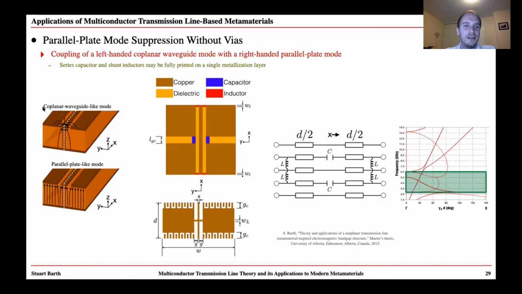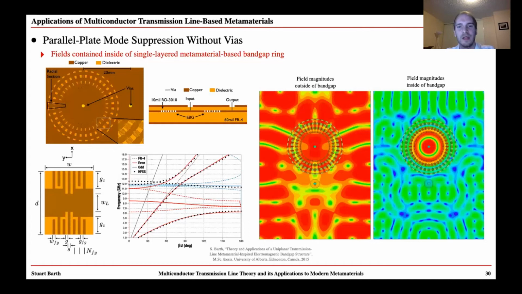And this is because the conductor-backed coplanar waveguide structure supports not only a coplanar waveguide-like mode, but also a parallel plate-like mode. And we do some dispersion engineering and we cause a band gap to arise. And so this has numerous applications. The first we looked at was the suppression of parallel plate noise. So what we did was we created a band gap ring out of these metamaterial structures. And we put this in a multi-layer PCB environment, and we injected parallel plate modes into this environment through the use of input and output vias, as shown in the top middle figure there.